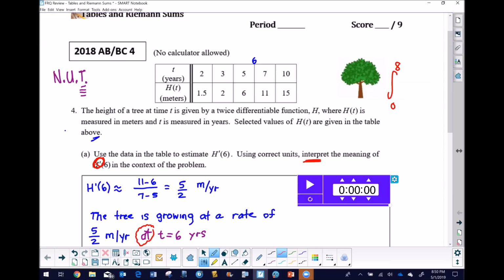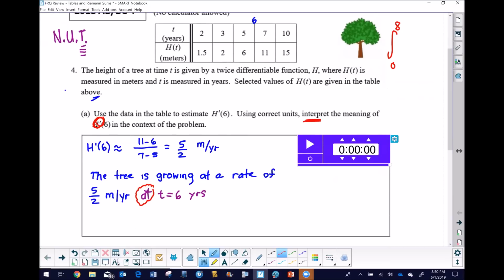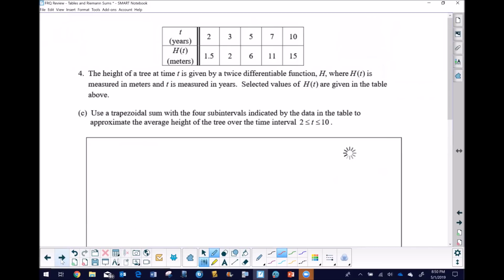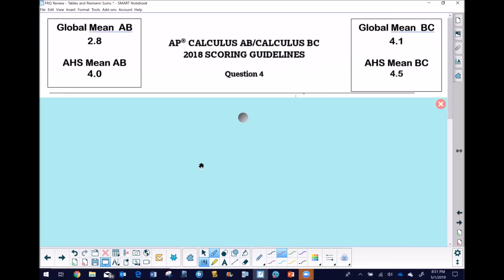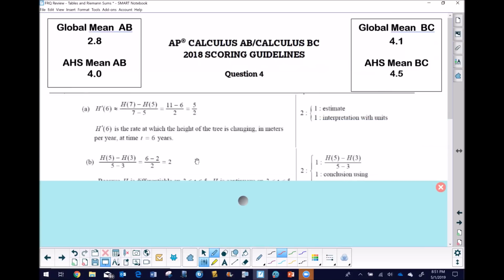All right, moving onward to part B. Oh, by the way, sorry, scoring rubric, almost forgot. Scoring rubric here. Let's cover this up. We don't want to spoil the ending of the movie, right? You guys don't want to know who dies in Endgame, do you? Well, I'm going to tell you.